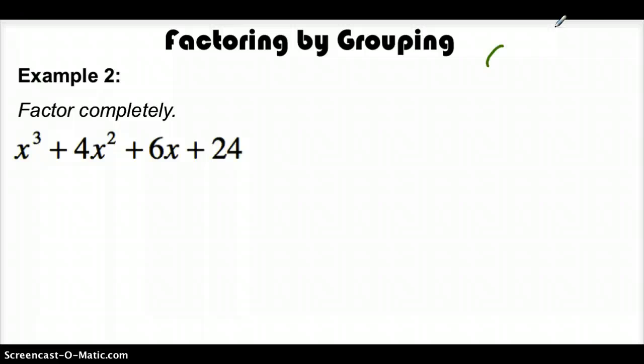I'm going to look for a GCF first. I have coefficients of 1, 4, 6, and 24, so I can't really take anything out. Now look at my x's. This first term has 3, the second one has 2, the third one has 1, the last one has 0, so we don't have any x's in common. I did my due diligence and figured out I cannot take out a GCF.